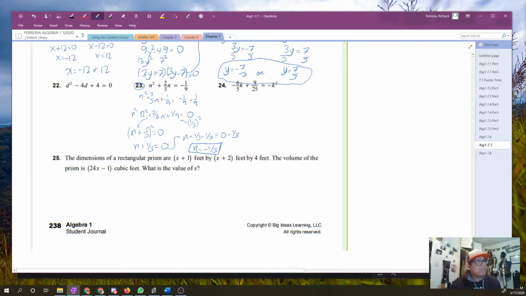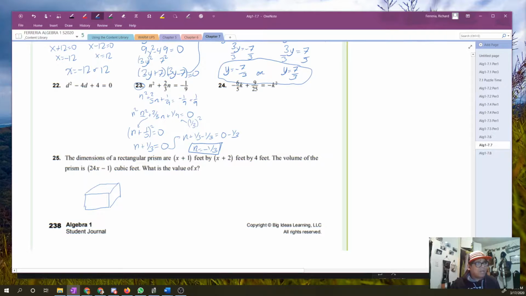Okay, let's read through this word problem down over here at the very bottom of page 238. The dimensions of a rectangular prism are x plus 1 by x plus 2 by 4, and the volume is 24x minus 1 cubic feet. What is the value of x? Geez, what the heck is a prism? Well, you can think of it as the shape of a brick, really. A rectangular prism is the shape of a brick, the kind of brick that you would find on the side of a building.